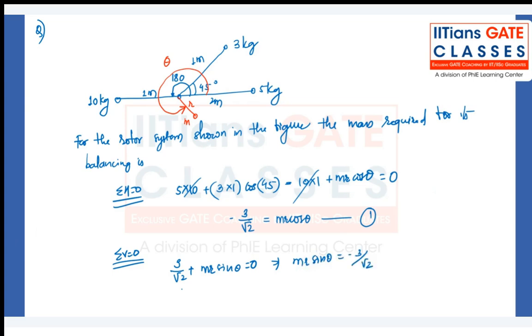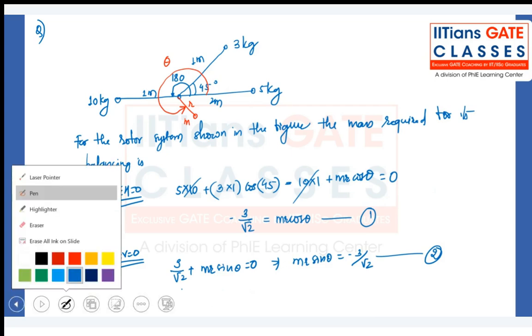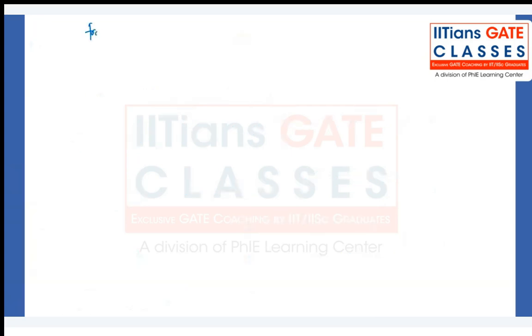So what we can understand from equation number 1 and 2, the right hand 3 by root 2 will get cancelled. MR cos theta is equal to MR sin theta. MR will get cancelled. So tan of theta will be equal to 1. So from equation 1 and 2, tan of theta has to be equal to 1. Theta has to be equal to 225 degrees.